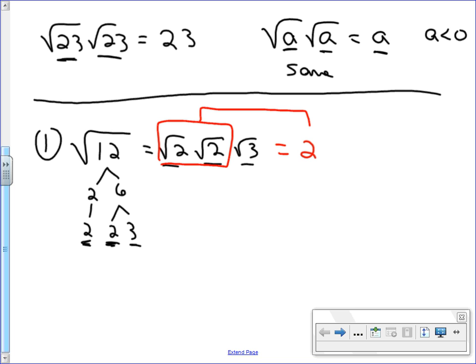So this is called simplifying. We also want to note that we didn't use this one. It didn't have a pair, so it gets written down at the end. And this is considered a simplified form of the square root of 12.